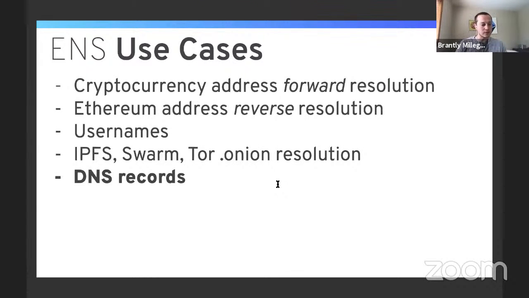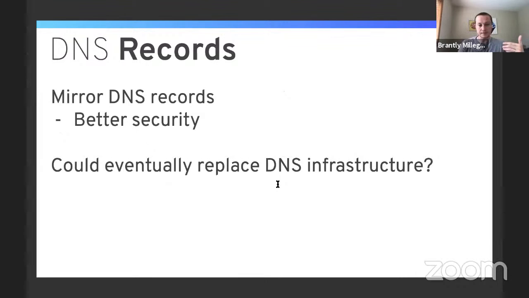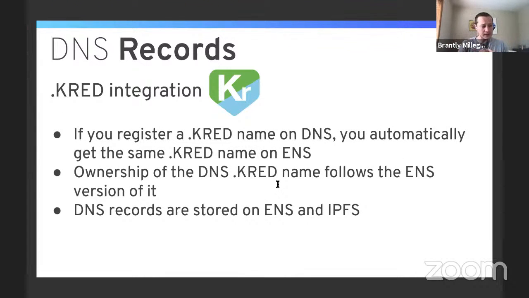DNS records. We're mostly focused on doing things that DNS can't do rather than just replicating what DNS already does. So this is not a main focus of ours right now, but we do support DNS records. And in fact, we have a project from the DNS world that's doing some really innovative stuff. The owners of .cred have a really close integration between ENS and DNS. If you register a .cred name on DNS, they automatically give you the same .cred name on ENS. They do it for you.